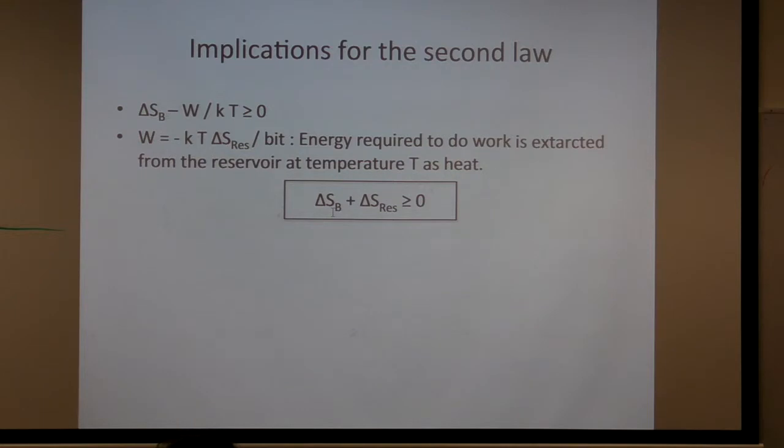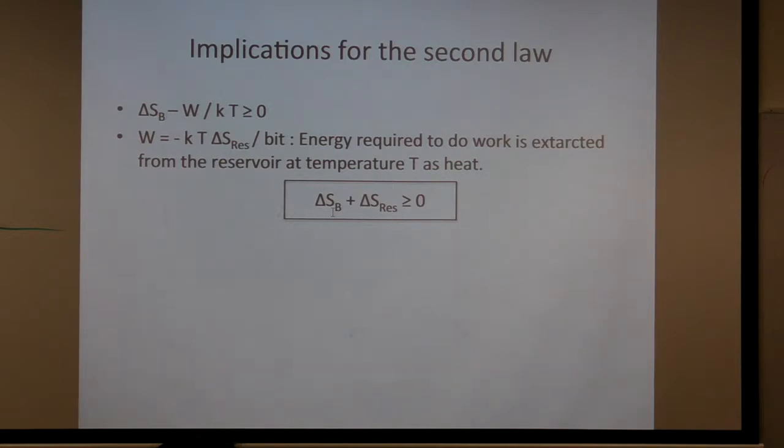Now that shouldn't come as a surprise, because where is the energy for the work coming from? It's from the reservoir. If you are doing some work, you are extracting heat from the reservoir, and hence from the Clausius relation, you are decreasing the entropy of the reservoir. And hence that W is nothing but minus kT times the change in entropy of the reservoir. So if we plug it in here, all it says is that the change in entropy of the bits plus the change in entropy of the reservoir is non-negative. So that's the usual form.